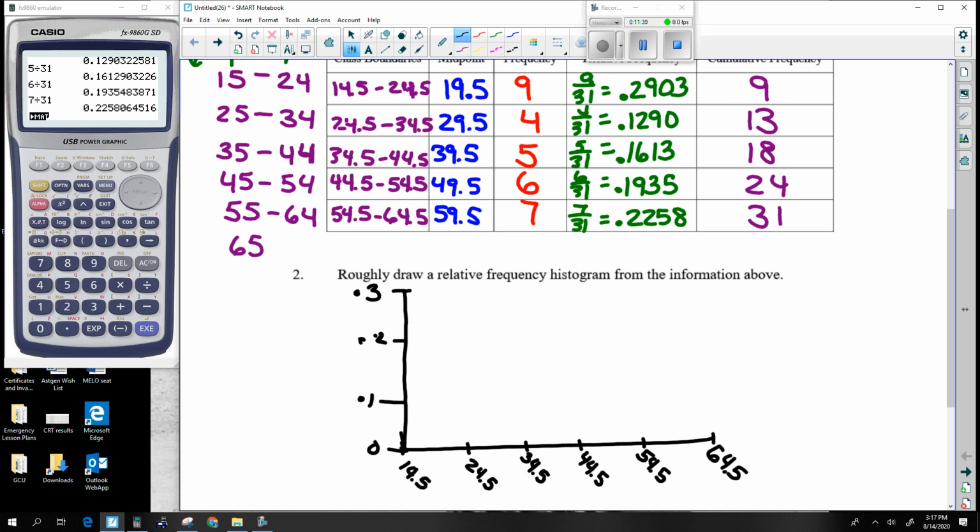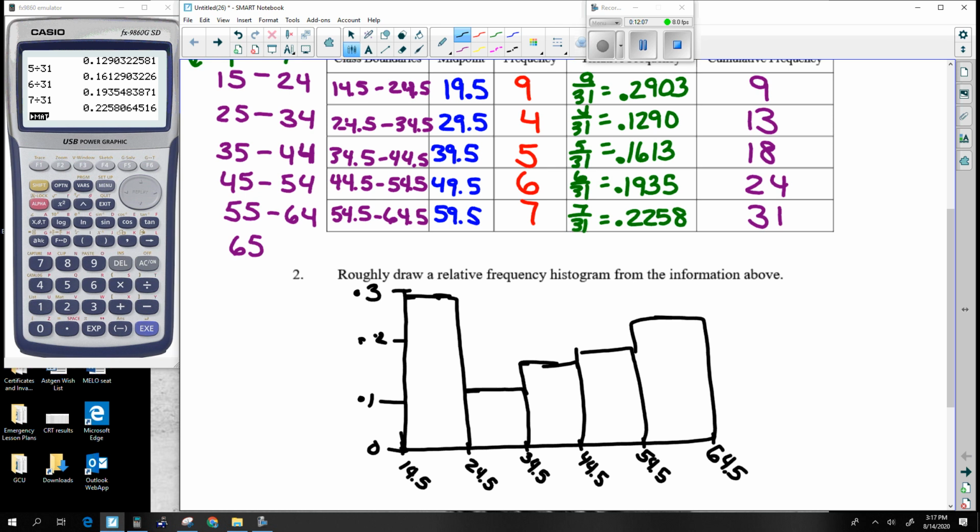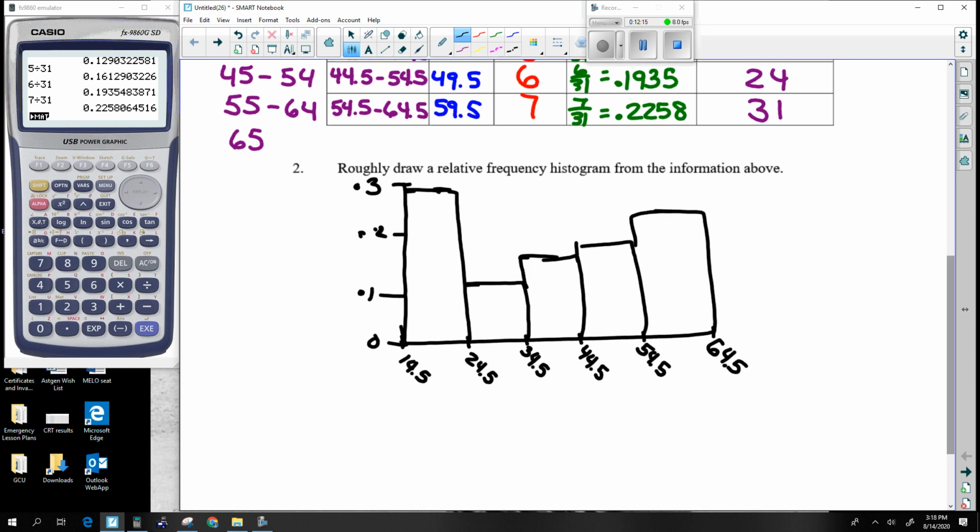Okay, again, we don't have rulers and things like that. So 0.29 is pretty close to that 0.3. 0.12 is kind of low on the 0.1s. 0.16, a little bit past half of the 0.1. 0.19, that's almost 0.2. And then 0.22 is a little bit beyond the 2 lines. Okay. So I know that's really, really rough, but that's the idea. It's a histogram, bars touch, at approximately the correct height. So that's what you get.